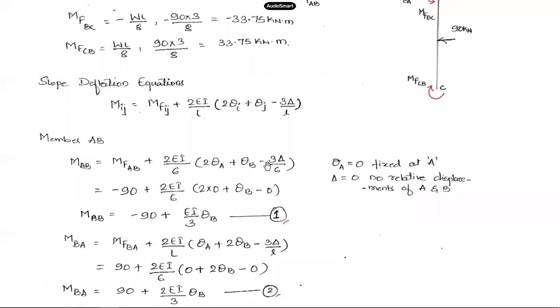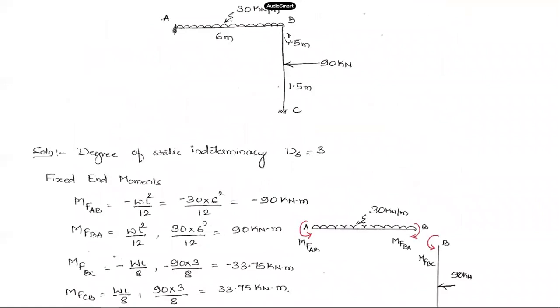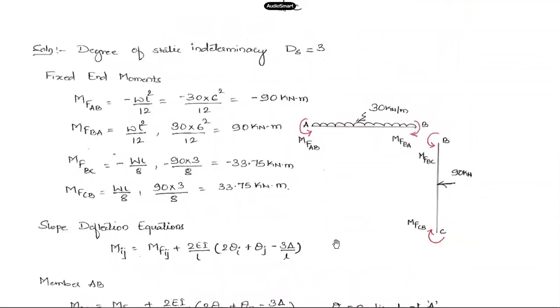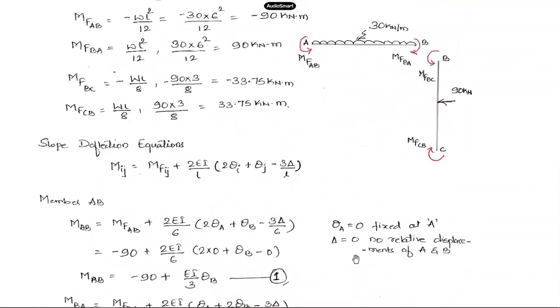Now, what about delta? Delta is the relative displacement between A and B. Here no such relative displacement between A and B is occurring. So delta will become 0 unless it is specified to you that there is a relative displacement in the form of settlement or sinking. This delta will remain 0 here for this case. So delta is 0 and theta A is also 0. Theta B will exist, and we have to find its value by these slope deflection equations.